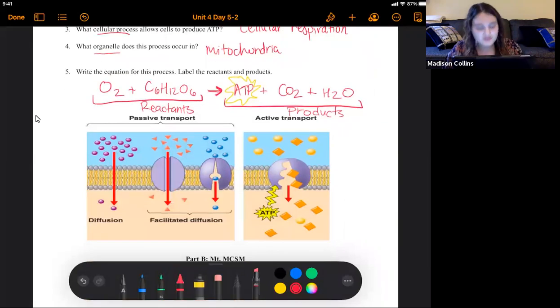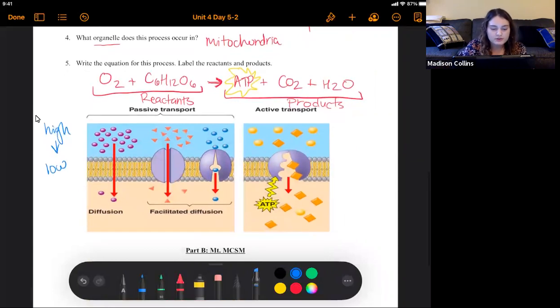Now, I've given you guys a picture of each of the types of transport that we know by now. We've learned about passive transport. Remember, this is when molecules travel from high to low concentration. Okay, and no energy is required. So we've learned about diffusion, right? The simple diffusion of molecules across the membrane.